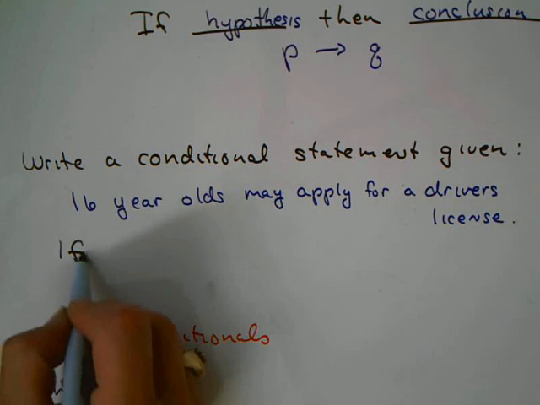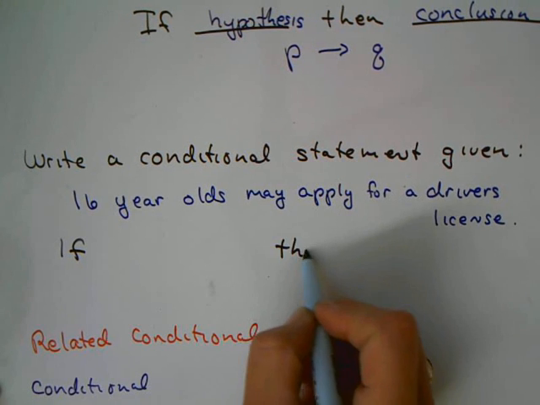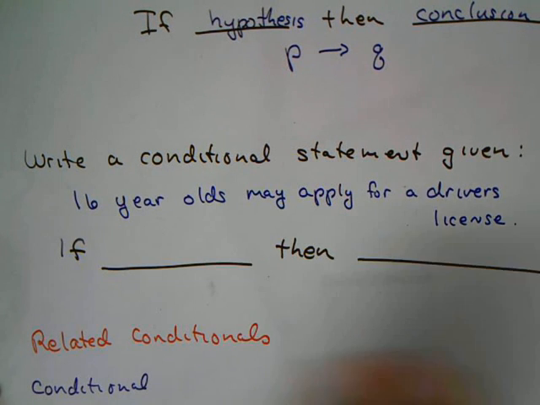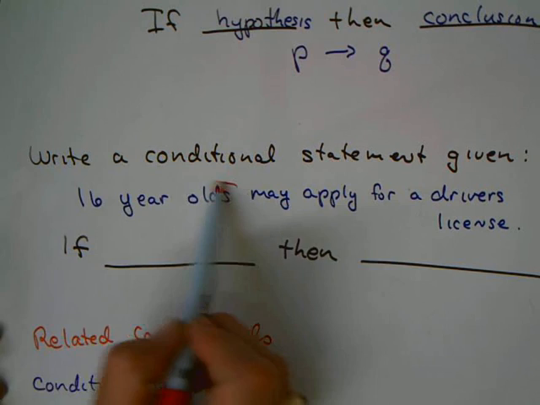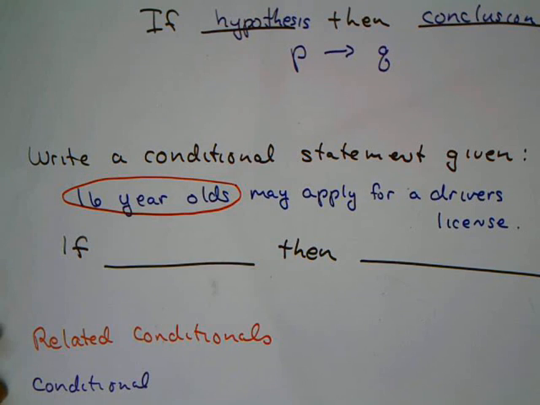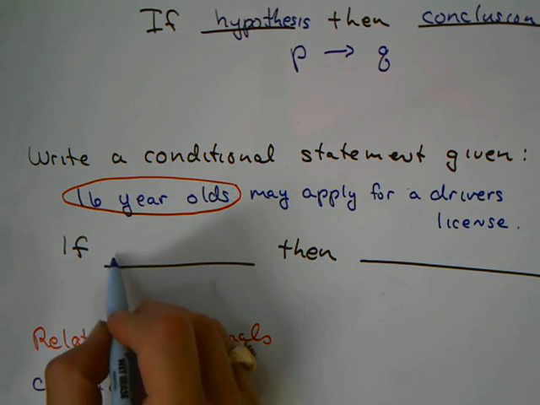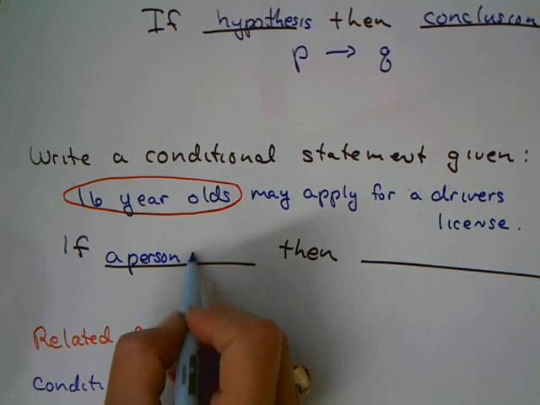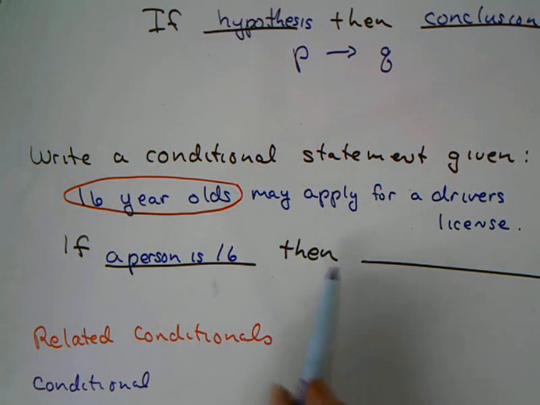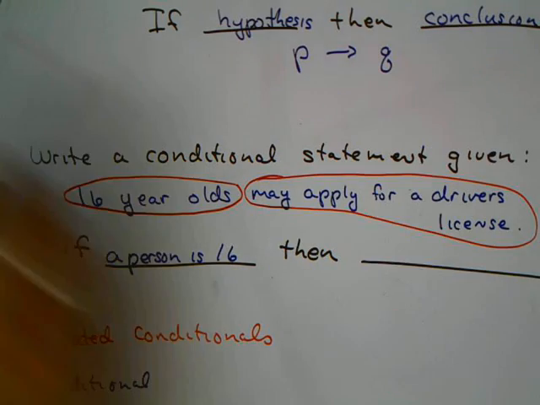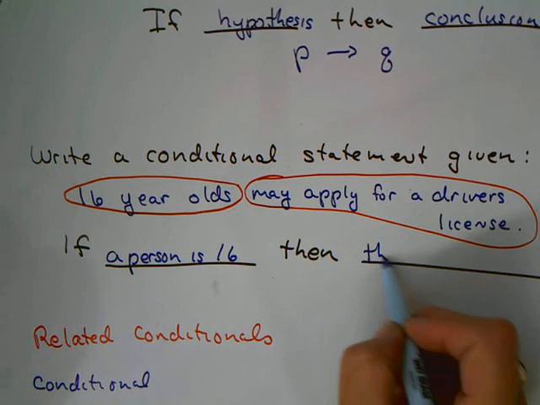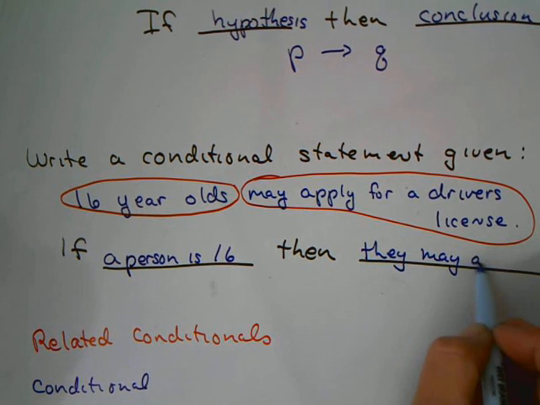And the statement you get will just be a sentence, such as "16-year-olds may apply for a driver's license." Now, to write it as a conditional statement, I know I'm going to need an if, and I'm going to need a then. And I'm going to need some stuff in here, the hypothesis and the conclusion. So I look at what I'm given, and I find the subject of it. And here's the subject of it, 16-year-olds. So if, and for my hypothesis, I might put a person is 16.